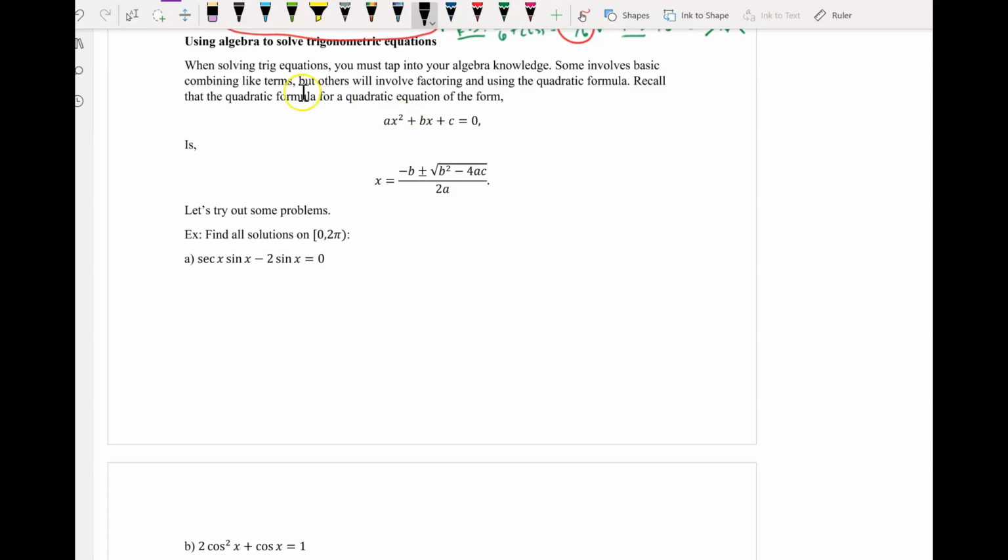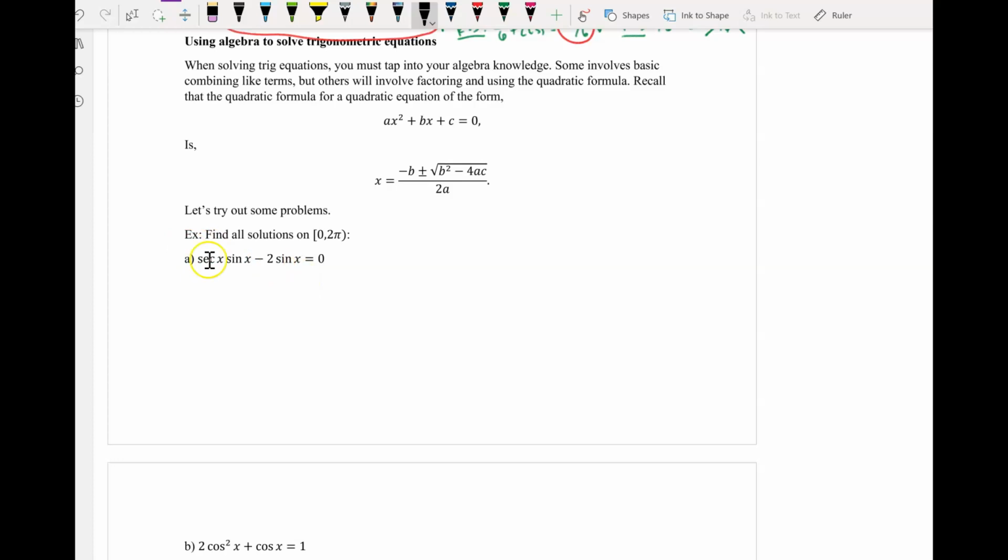Let's take a look at some more complicated trigonometric equations that involve a little bit of algebra. Sometimes you might see problems that look like the quadratic equation, so you might have to use the quadratic formula to solve those types of problems. Just keep that in mind. Sometimes you might have to factor. Sometimes you might have to use some identities, which we'll do in a second. So just be very aware of that.